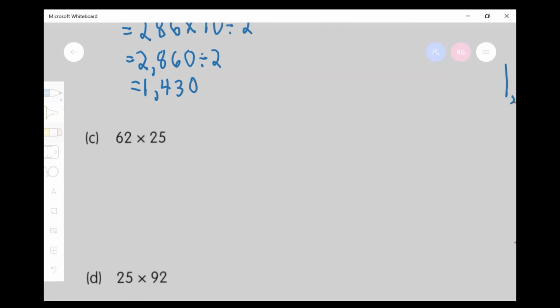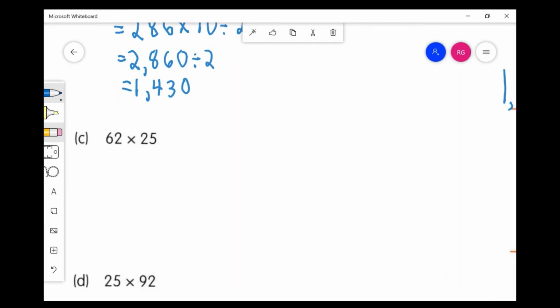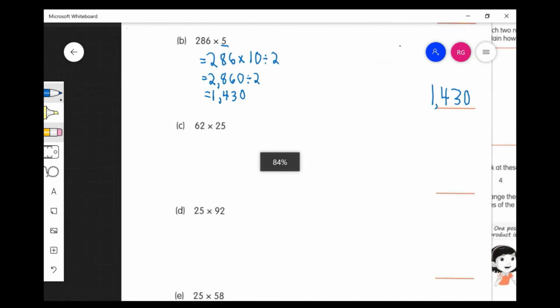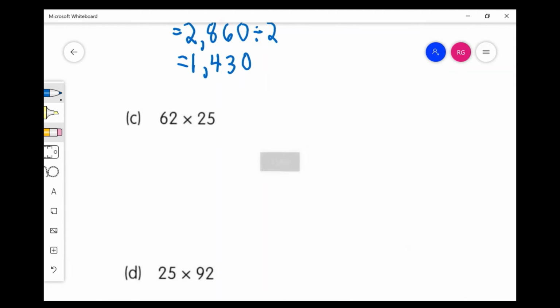Okay, next we're on to part C, and that says 62 times 25. And I'm going to make this a different division problem here. I can think of 25, if I wanted to make this a division problem, I could say that that is 100 divided by 4. And we'll see in a moment why we're doing this. It's going to turn into 62 times 100 divided by 4. And now we can see why we did that, because this part's easier. Okay, we can do this in our head.